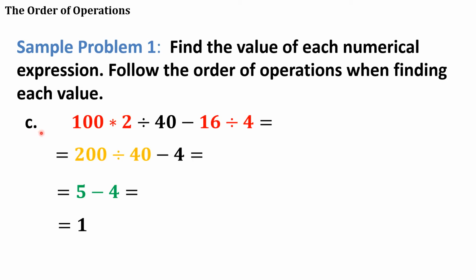Now I'm going to explain a little bit what we did here. We answered first our multiplication, then we did our division. Once we had those, then we went again in our order and we answered that division right here. And then when we had that answered, we did our subtraction, and our answer at the end is a 1. So if your answer matches mine, then good job.